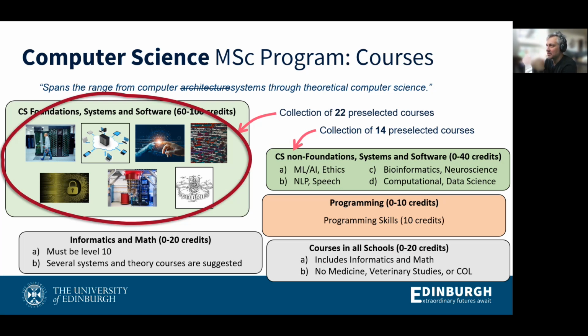So the Computer Science MSc program, we like to say, spans the range from computer systems through theoretical computer science, in the sense that it covers many different topics in the computer science discipline. Specifically, the ones depicted in the picture are what we call computer science foundation, system, and software. This first group of courses, which we'll go through later, currently has more or less 22 preselected courses, and you have to pick between 60 and 100 credits of those courses.